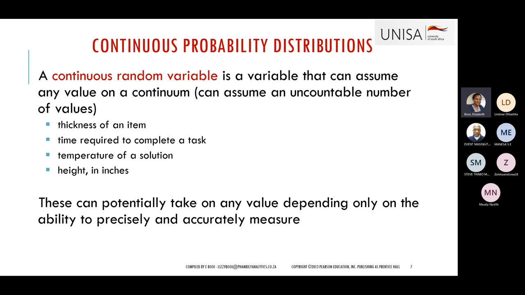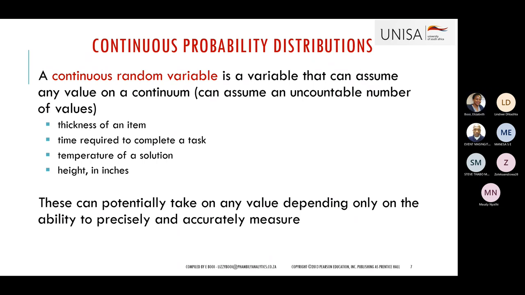Continuous variables are those that are measured, and they can take any value, which is not counted. Sorry, I said continuous is any value that can be counted. Continuous are values that can be measured, not counted. The counted ones are the discrete, and we dealt with the discrete variables the past week as well.